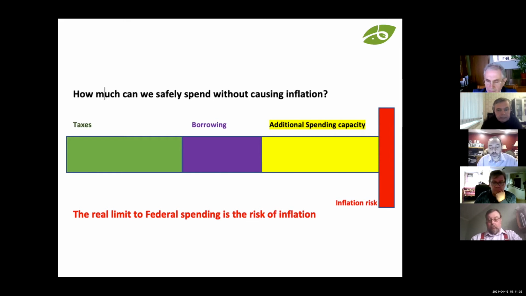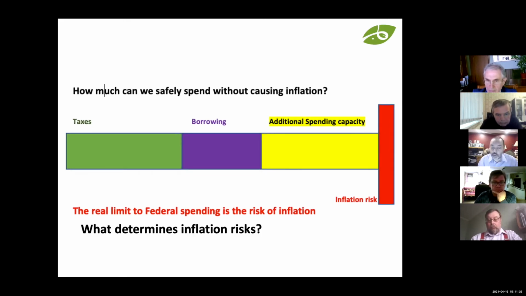So for me, the risk of inflation is determined by two key factors. One is a shortage of productive capacity. In other words, if the economy runs out of technology, equipment, skilled people, materials, and we continue to spend, we continue to increase demand, then of course we're going to cause inflation. So that's one limit.